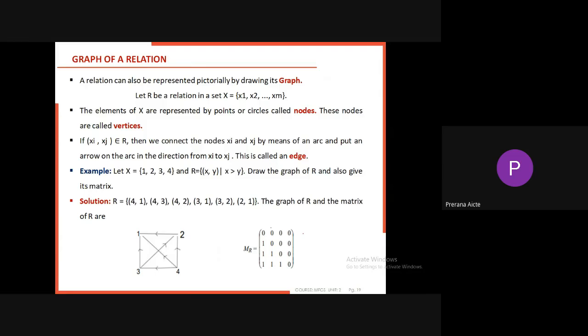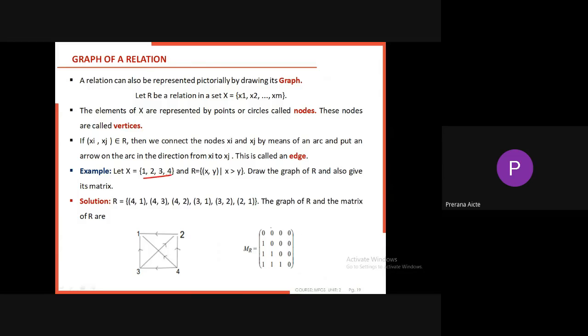Next, similarly, the graph of a relation. From the relation, we can construct a graph. We know that a graph will contain a set of vertices and edges. Here the vertices are nothing but the elements that are present in the set, and the edges will connect from one vertex to another vertex if they have the relation.